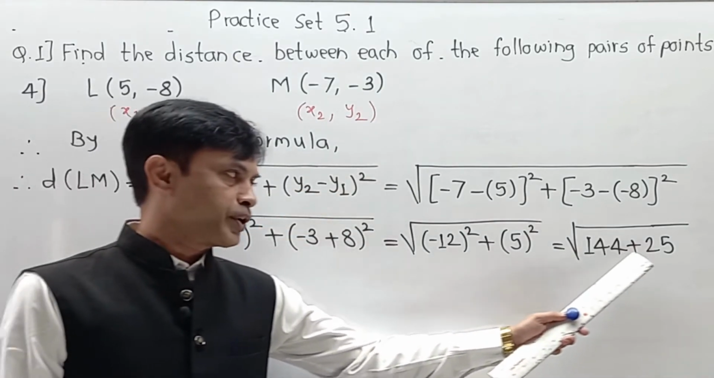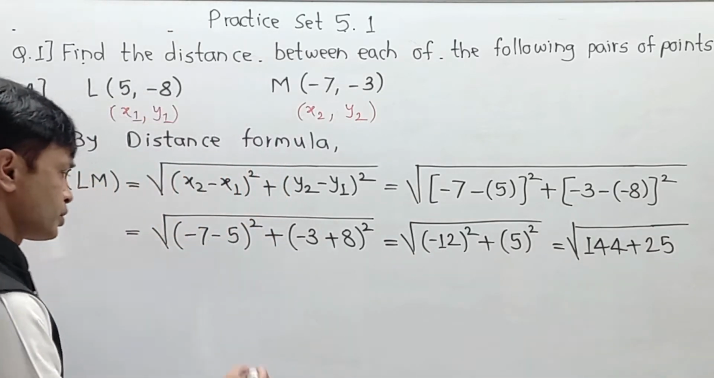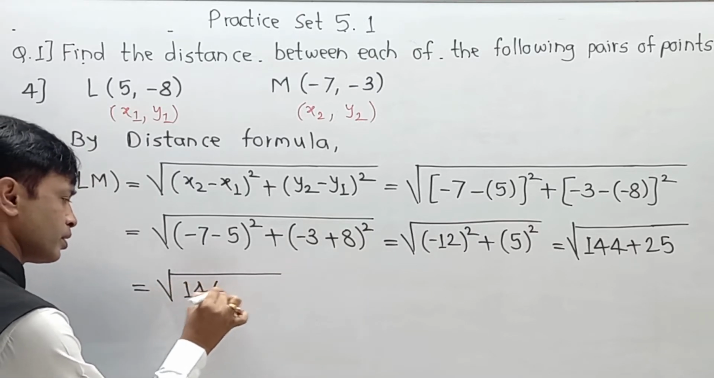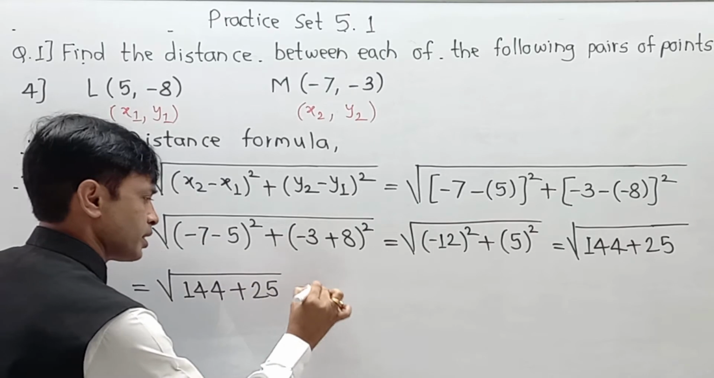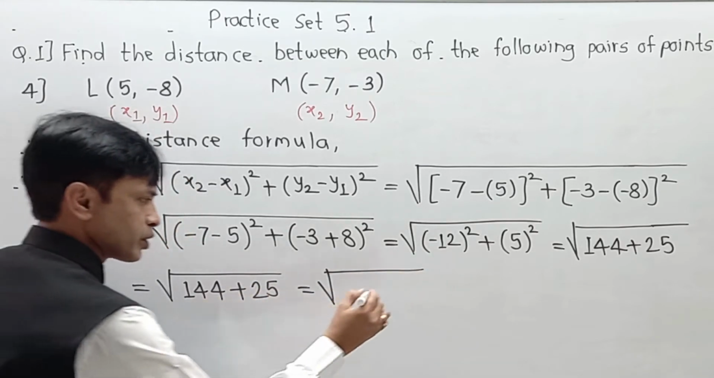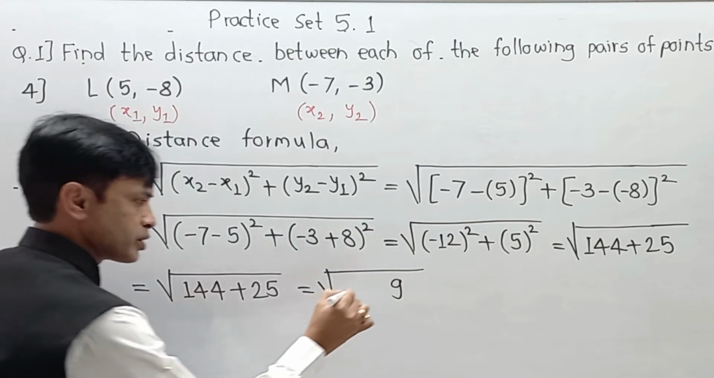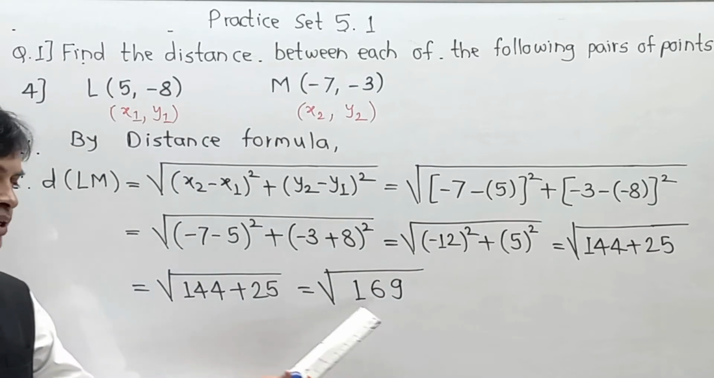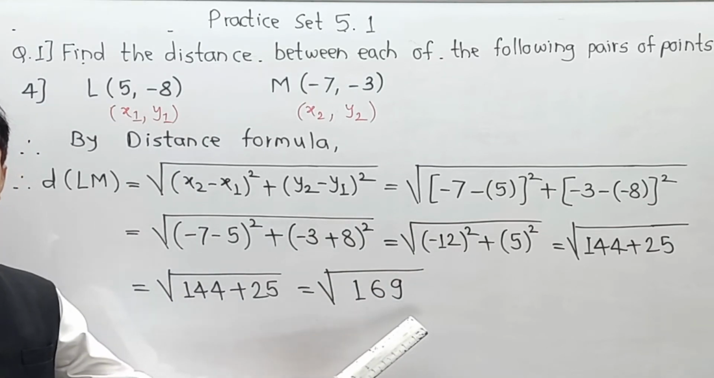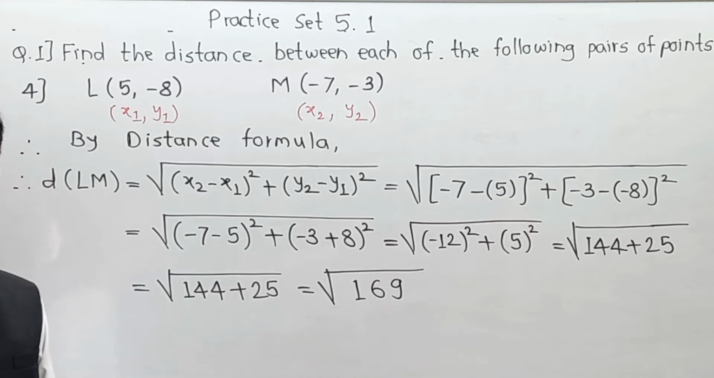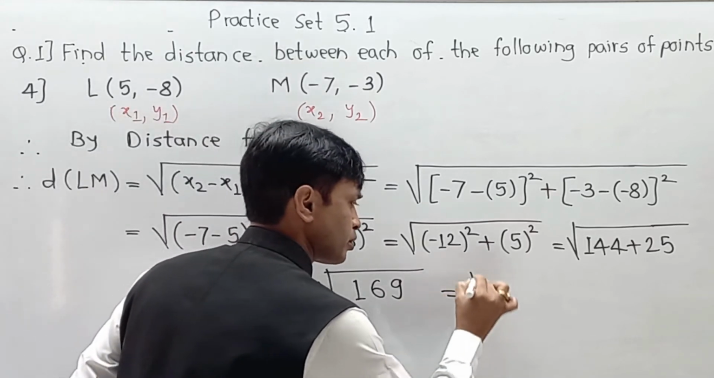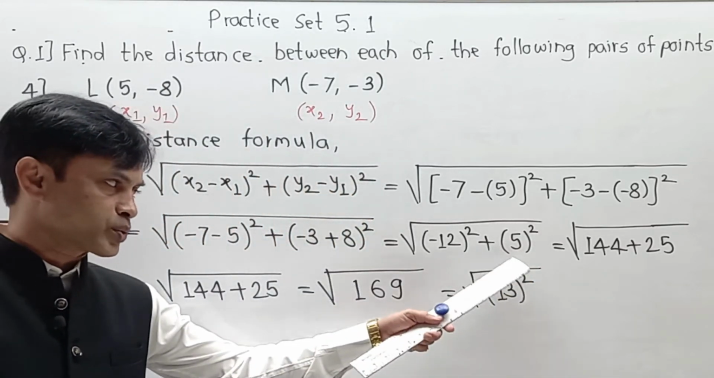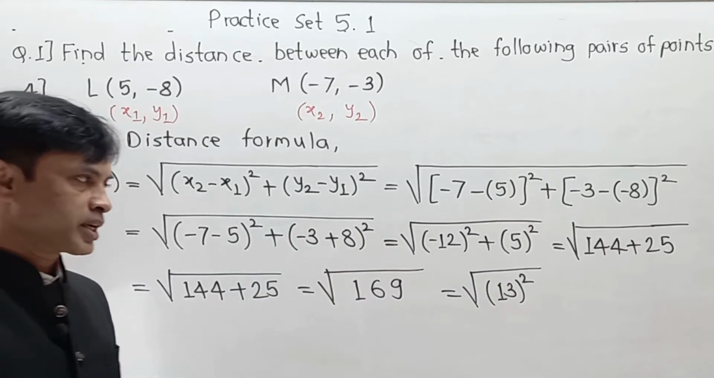Now here 144 plus 25, that is under root. So the evaluation is under root of 144 plus 25, that is equal to 169. This addition is under root of 169. But definitely the number 169 is nothing but 13 square. So under root of 13 square. Now again the square and square root cancel the effect of each other.